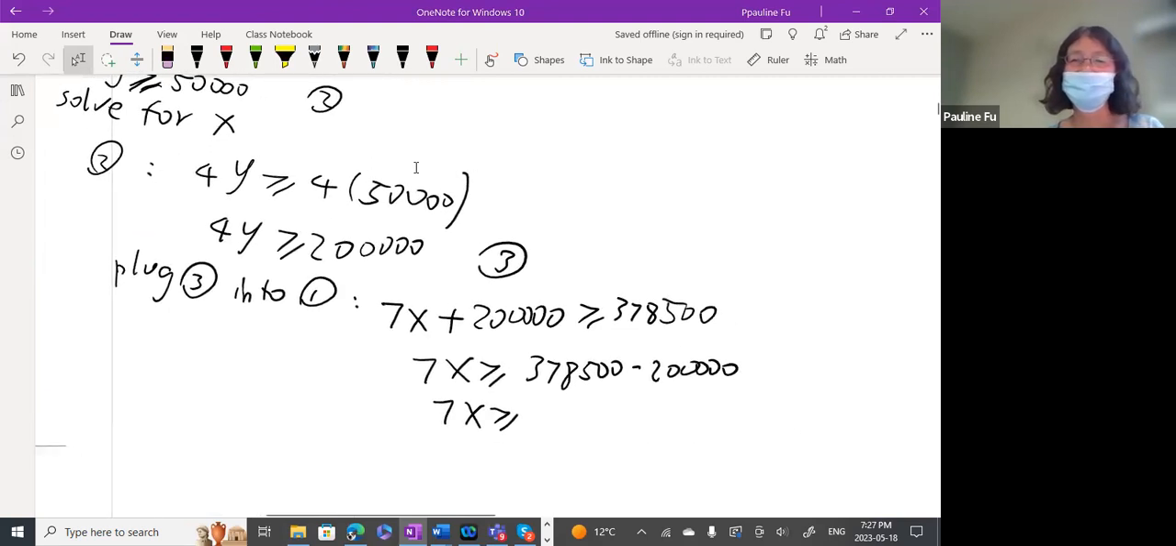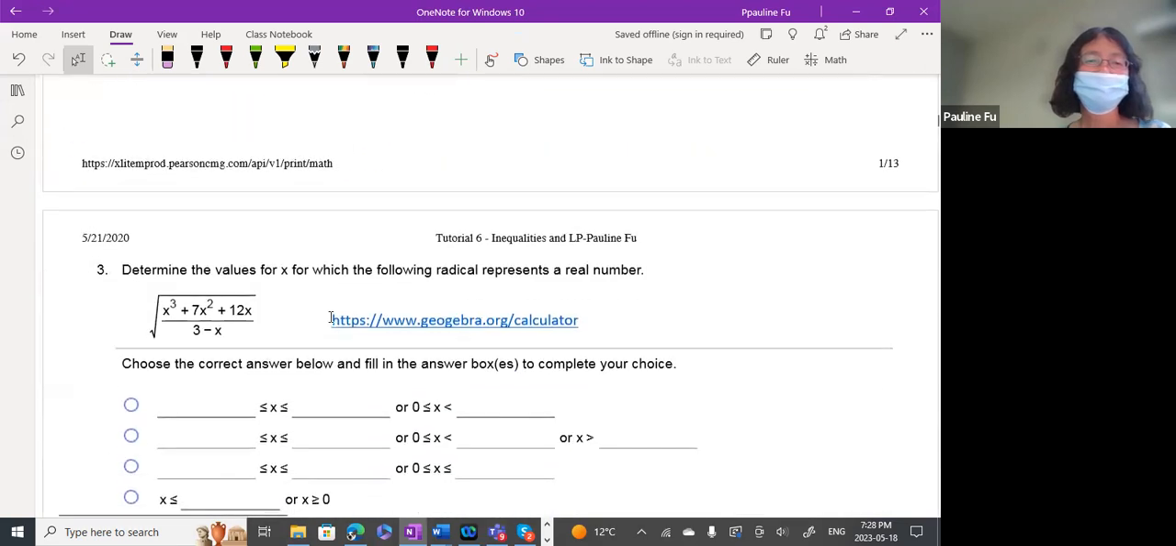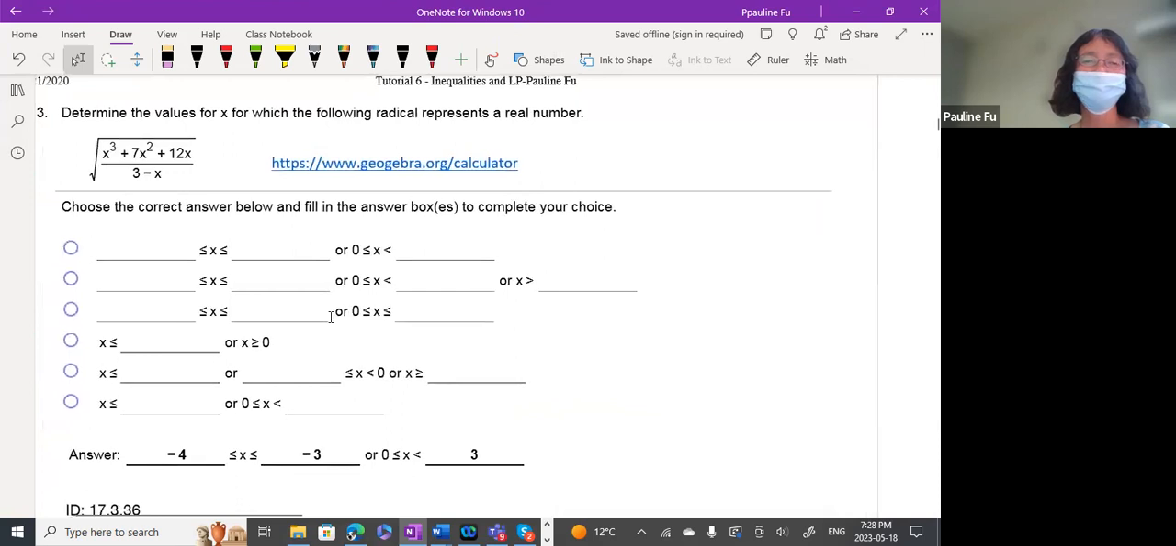And now we need to solve this. Okay, and then both sides divided by 7, x greater or equal to, so x at least 25,500, that is x. Questions? All right. Next question 3.